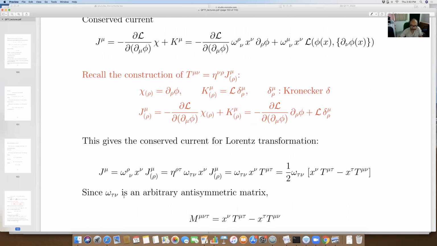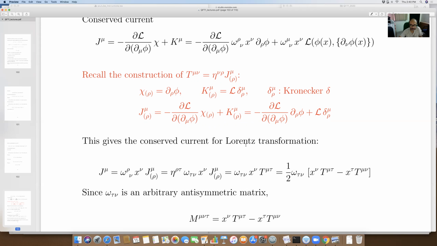So let's see how you can do that. So this is the claim. Take this expression for J mu, multiply by omega rho nu x nu, you will get this expression. Does everybody see this? First term is omega rho nu x nu times this term. The second term is omega rho nu x nu times this, right? Omega rho nu x nu, so the rho becomes mu, because omega rho nu times delta mu rho becomes omega mu nu. That's what we see here.